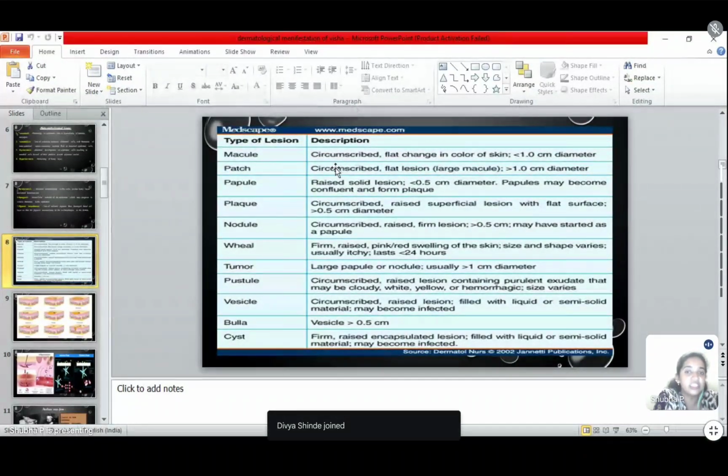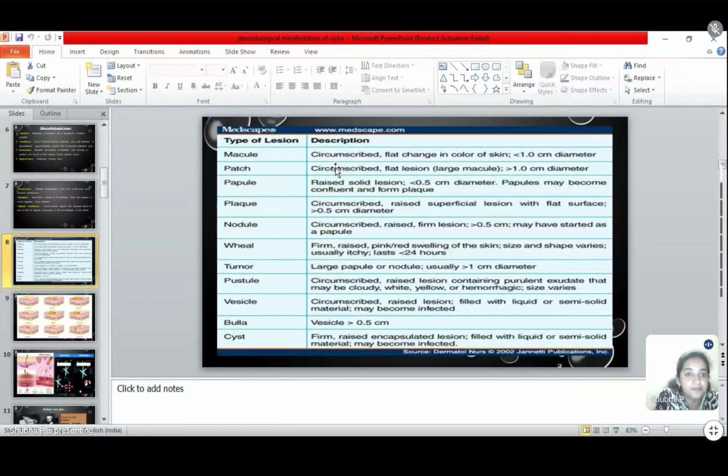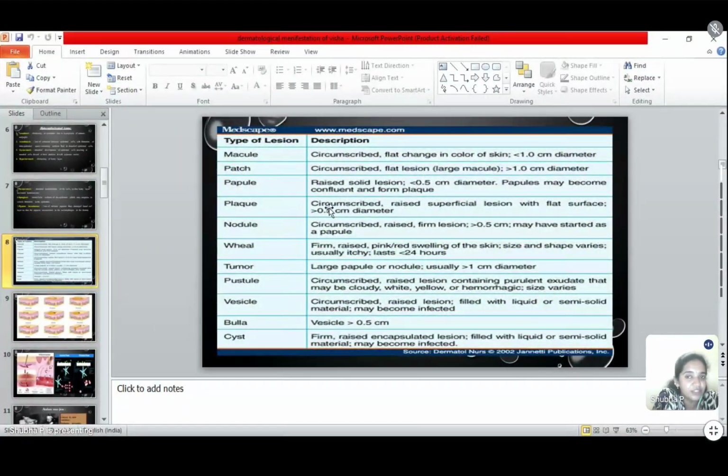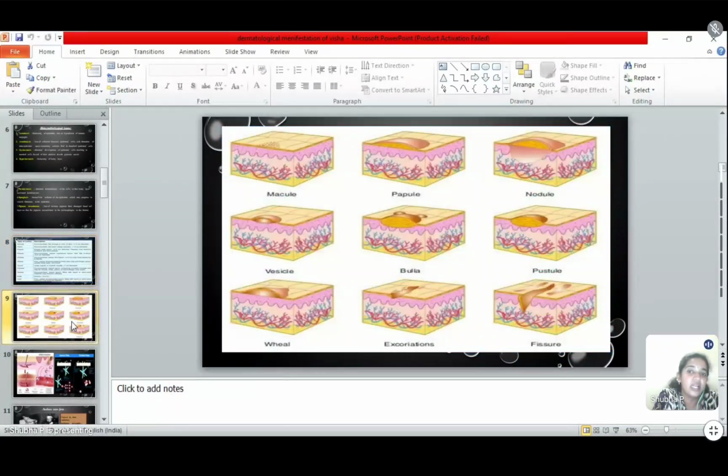Next, we shall see different types of lesions we generally see in the cases. First one is macule. You might have seen this. It's a circumscribed flat change in the color of the skin, which is less than 1 centimeter. So this is what is a macule. Next is a patch, a circumscribed flat lesion which is more than 1 centimeter. A patch is a larger region compared to a macule.